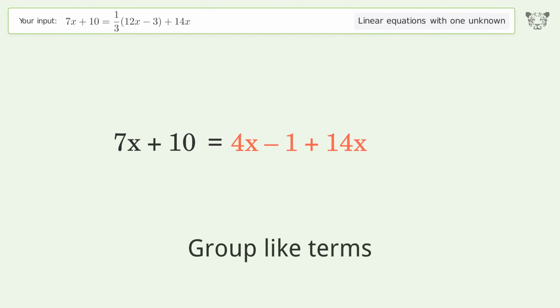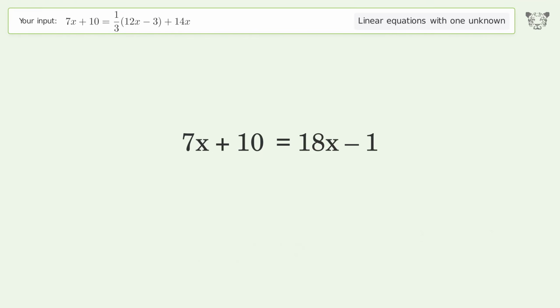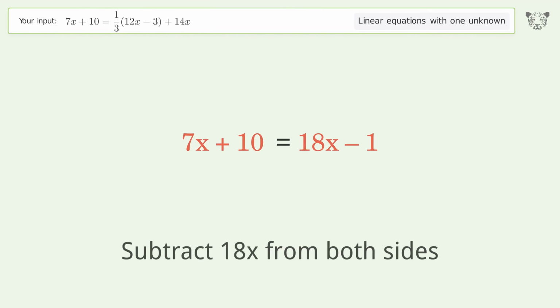Group like terms. Simplify the arithmetic. Group all x terms on the left side of the equation. Subtract 18x from both sides.